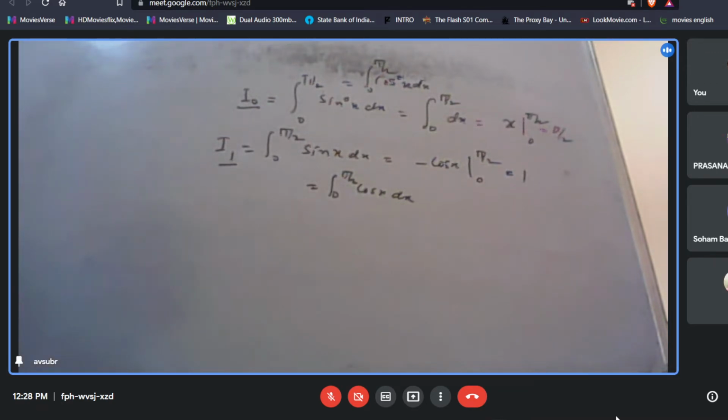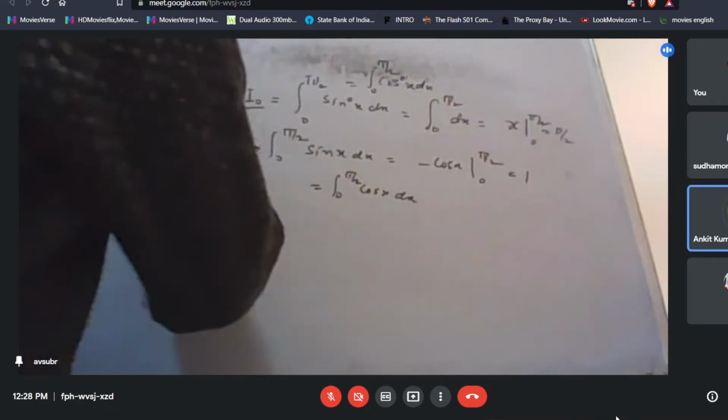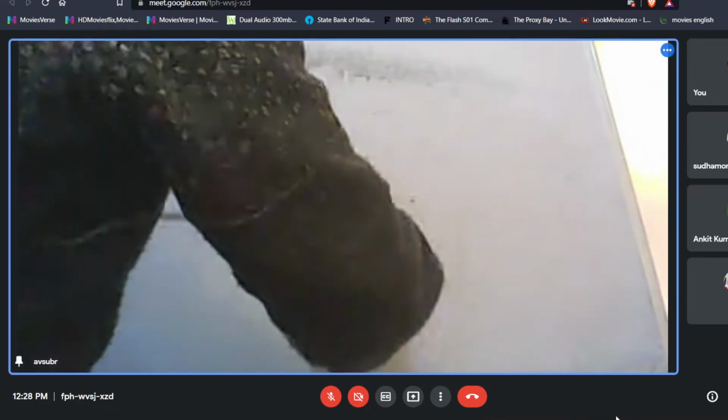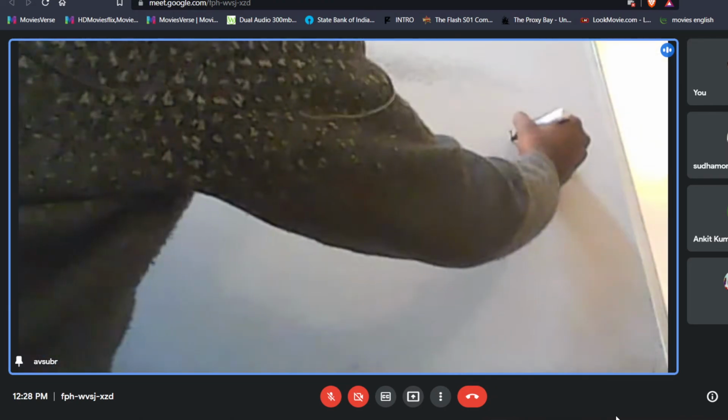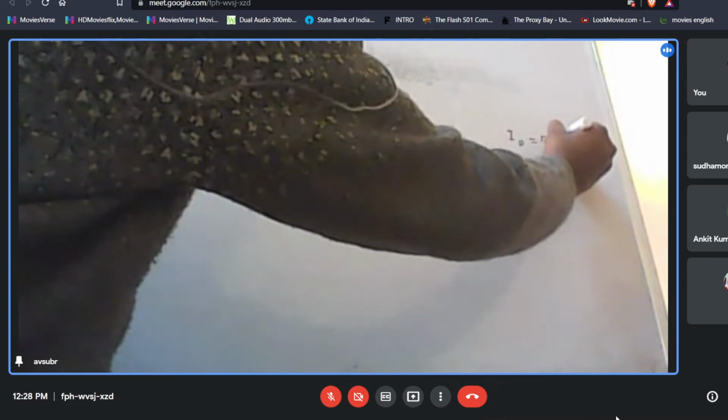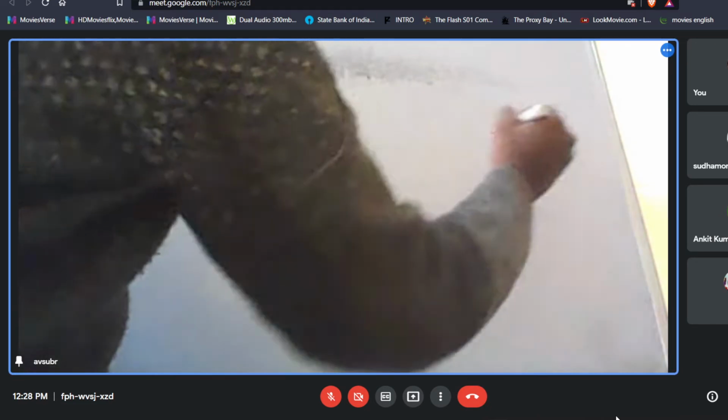Can I remove this? Yes, sir. Only the result I will write down on one side. So I0 is equal to pi by 2 and I1 is equal to 1.